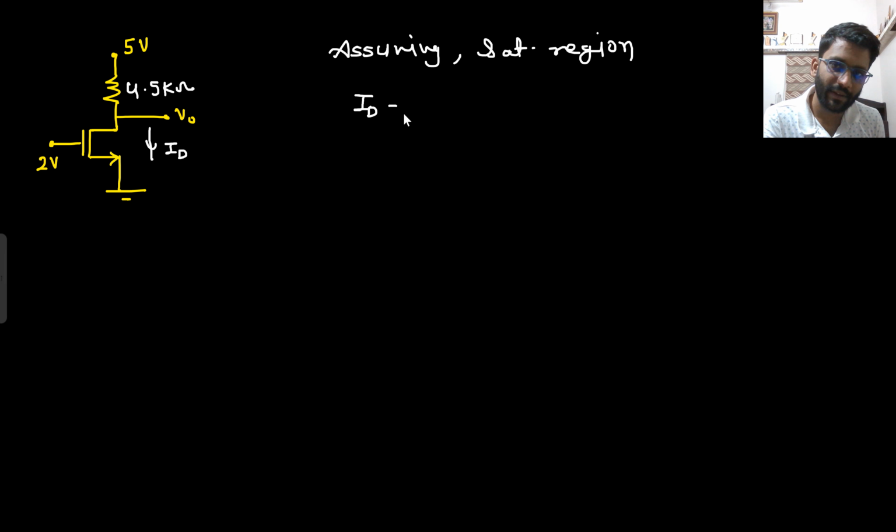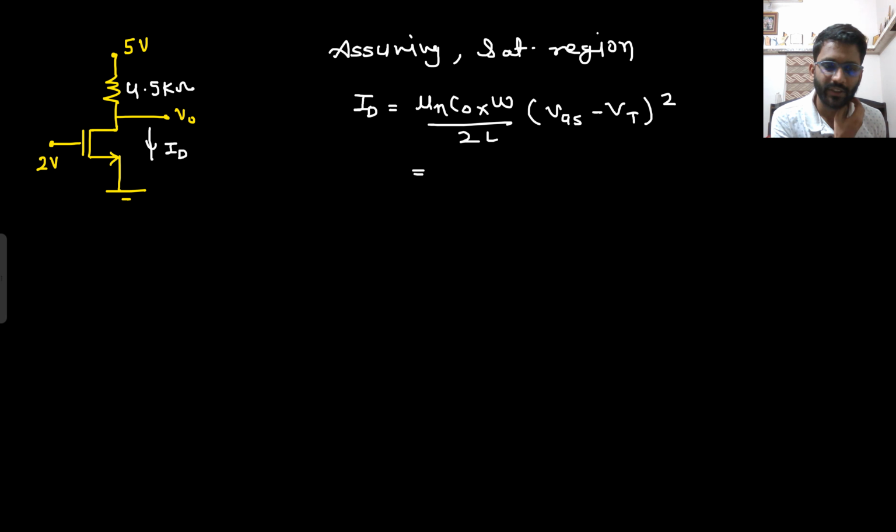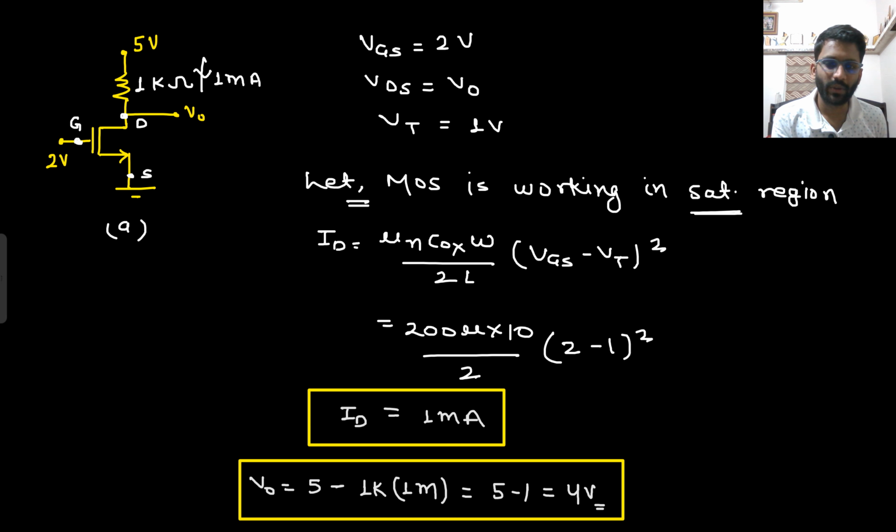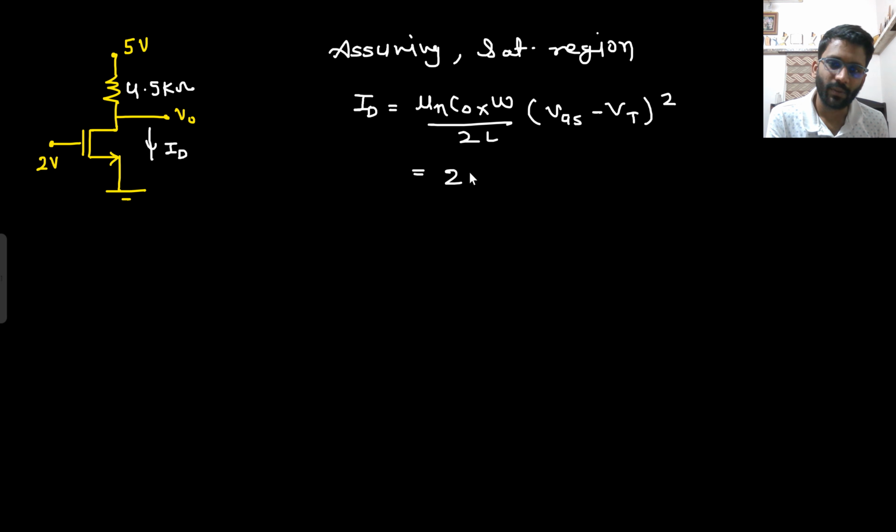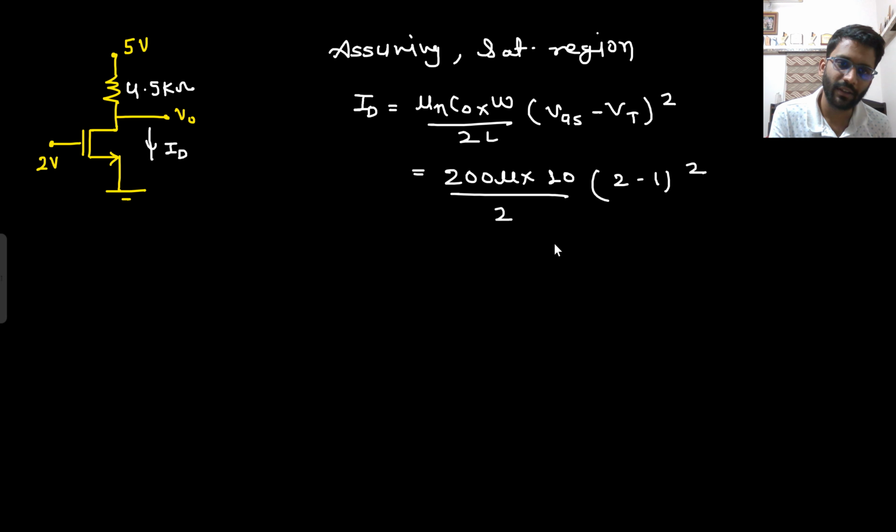So what will be my ID? ID will be the same value. Why so? Because ID depends on VGS minus VT, and VGS minus VT is fixed here. Or if you don't want to do it, you can start with mu n Cox. Again I am assuming saturation region. Mu n Cox W by L into VGS minus VT whole square. Mu n Cox is 200 micro, W by L is 10 by 2. VGS is 2, VT is 1. So the current came out to be 1 milliampere.